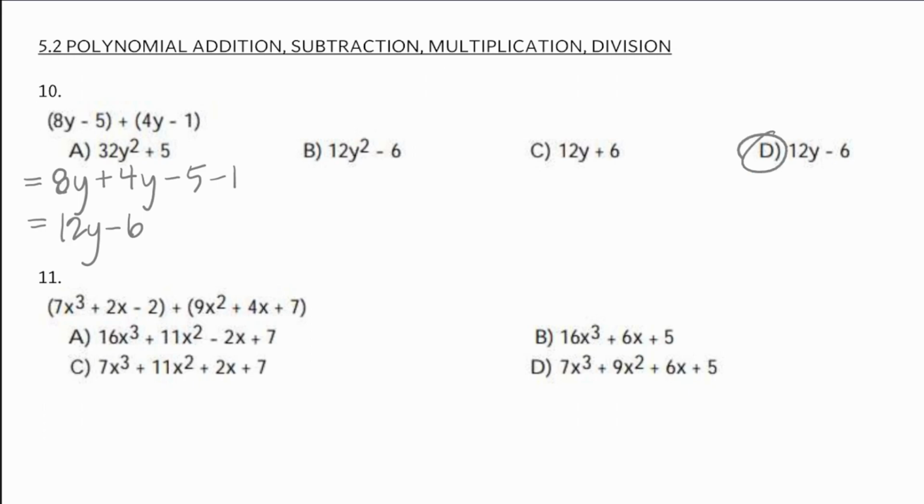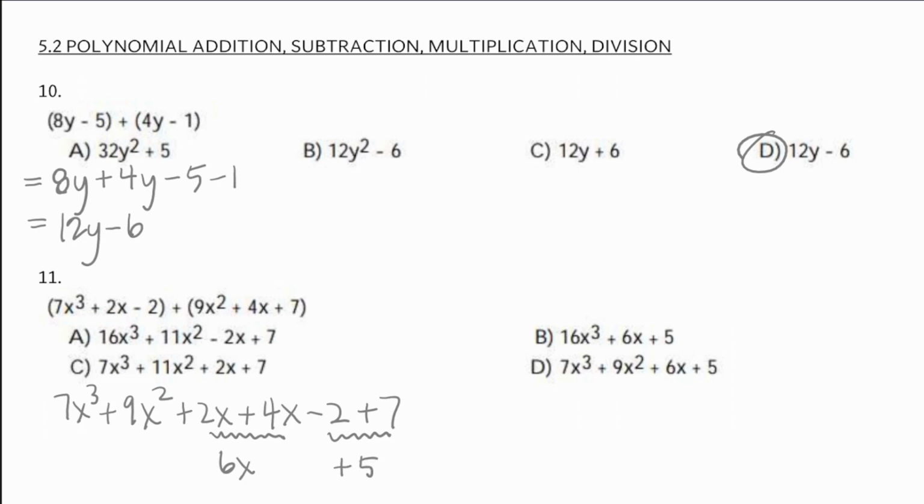Okay, and then number 11, we're going to do the same thing. We're just going to be a little more careful because they've got this thing where they're trying to trick you with the exponents. So we only have one x cubed term, it's 7x to the 3. We only have one x squared term, so it's 9x to the 2. For x's, we've got plus 2x and plus a positive 4x. And then with our constants, we've got negative 2 plus a positive 7. Okay, so I'm going to be looking for 6x, and these would be plus 5. So I need 7, 9, 6, and 5. So that would be answer choice D.